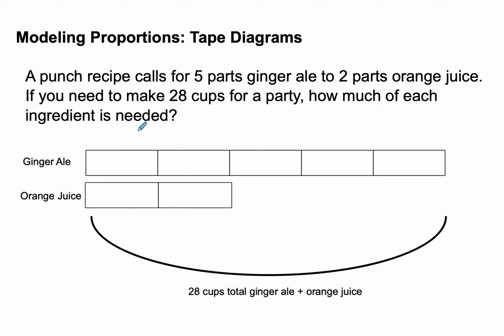So 5 parts ginger ale, there are 1, 2, 3, 4, 5 boxes here. And then 2 parts orange juice, 1, 2. And all together they're going to equal 28. So if I add those boxes together, I had 5 boxes of ginger ale and 2 boxes for the orange juice. That's going to be 7 boxes, 7 total things. And all together they're going to equal 28 cups. So to figure that out, I'm going to do 28, my cups, divided by 7, and I'm going to get 4. That means each one of these boxes is worth 4 cups.